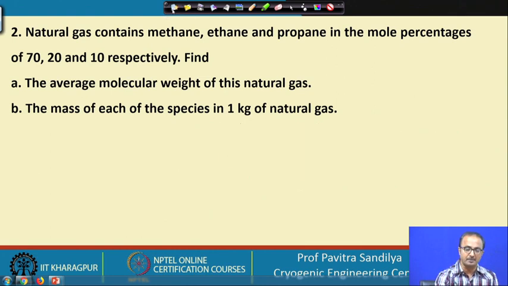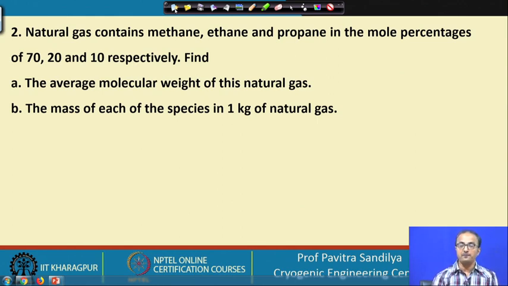Now, let us go to the second part. In the second part, we have been asked to find the mass of each of the species in 1 kg of natural gas. Because we have been given 1 kg of natural gas, we have to find the equivalent mass fraction of each of the species, because the mass of each species is equal to the mass fraction of the species into the total mass.